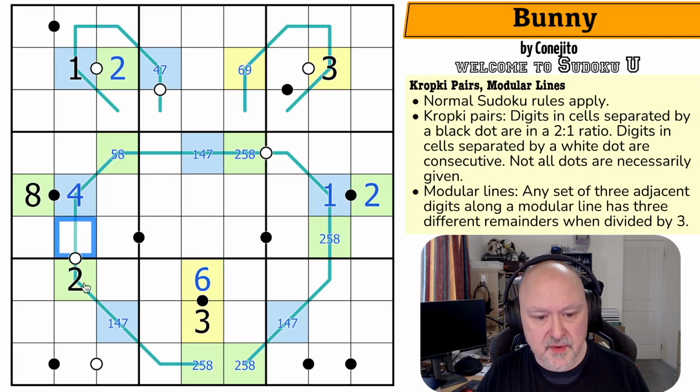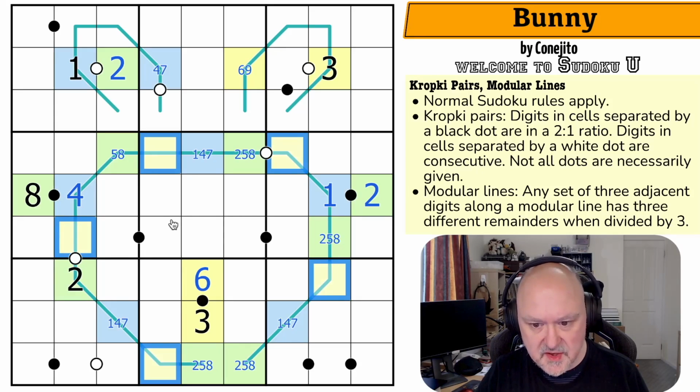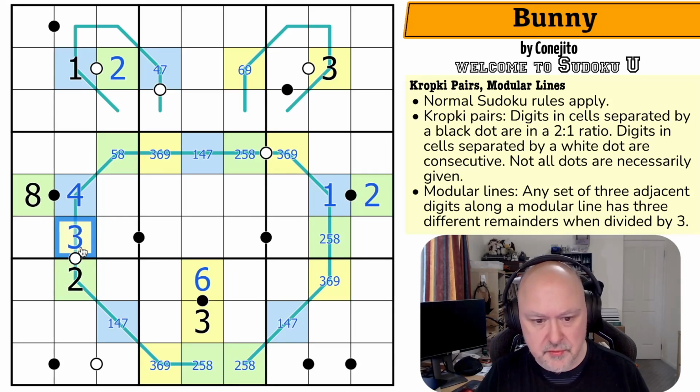Now, because this has a remainder 2 and a remainder 1, all of the other ones on this line must be remainder zeros. So these are all from 3, 6, 9. But this has to be consecutive with 2, so that's a 3. None of the others, this is either 2, 3, 5, 6, or 8, 9. I'm not sure which yet. Now this is a 3.